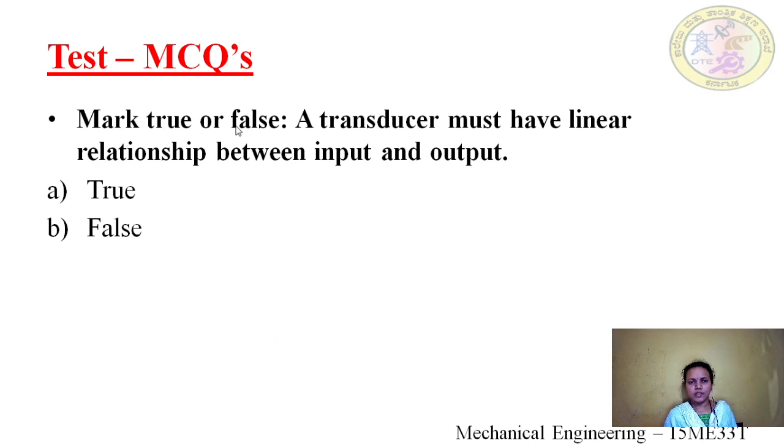Mark true or false. A transducer must have linear relationship between input and output. Option A, true. Option B, false. The solution is option A, true. Yes, it's right. A transducer must have linear relationship between input and output. This we call as linearity. A transducer must possess linearity.